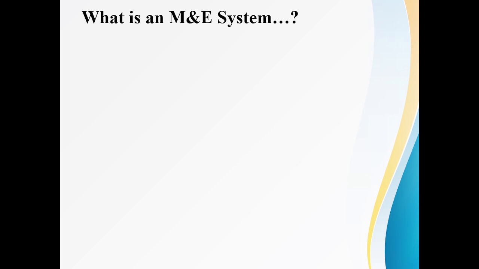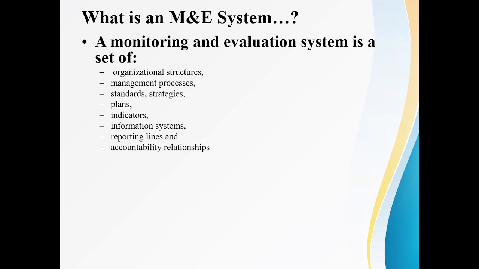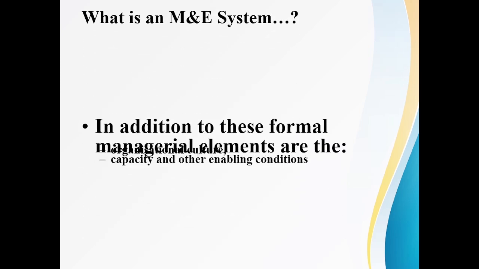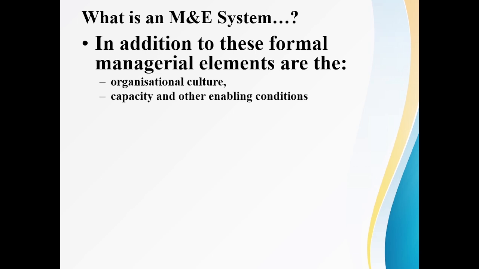Before we go into that, we're going to look at what exactly is an M&E system. A monitoring and evaluation system is a set of organization structures, management processes, standards, strategies, plans, indicators, information systems, reporting lines, and accountability relationships. It also enables national and provincial departments, municipalities, and other institutions to discharge their M&E functions effectively. In addition to these formal managerial elements are the organization culture, the capacity, and other enabling conditions.